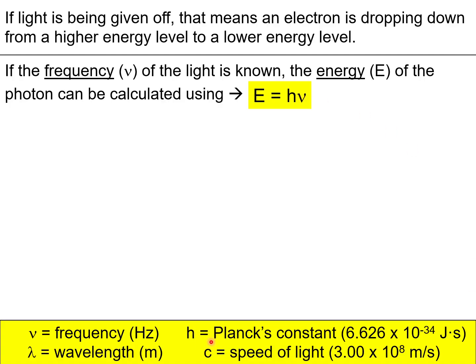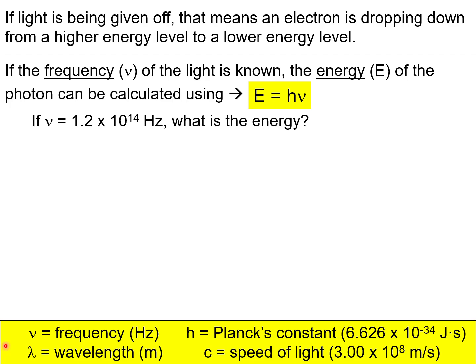So H is always going to be this number down here, 6.626 times 10 to the negative 34th. Don't worry about that dot in between the joules and the seconds. That confuses my students all the time. Just focus in on the number.